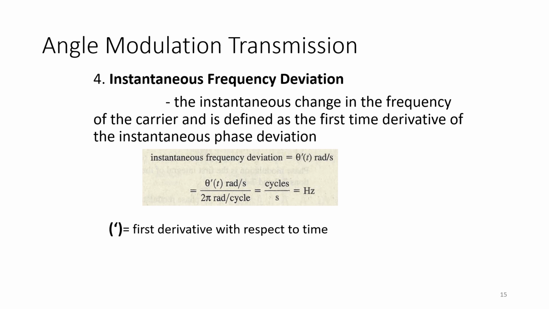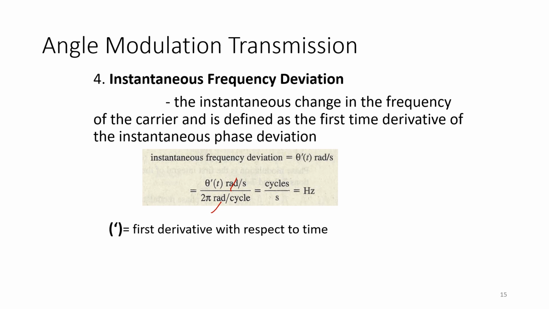Okay, and lastly, we have the instantaneous frequency deviation. What is the instantaneous frequency deviation? The instantaneous frequency deviation is the instantaneous change in the frequency of the carrier and is defined as the first time derivative of the instantaneous phase deviation. So a while ago, the instantaneous frequency deviation is simply theta prime(t) radian per second. The instantaneous phase deviation is your theta(t), right? So theta prime(t) radian per second divided by 2 pi radian per cycle. So radians will be cancelled out, and the remaining is cycles per second. Therefore, the instantaneous frequency deviation is given in cycles per second, or hertz.